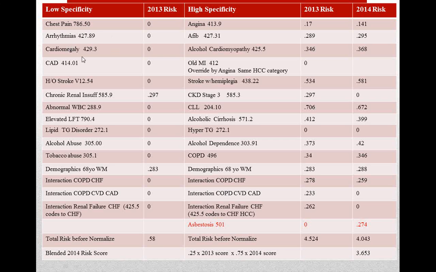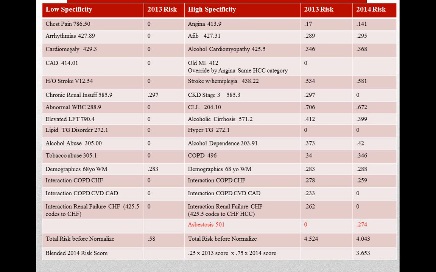The AFib gets risk scores, the arrhythmias doesn't. Cardiomegaly is just a basic 429.3 code, gets nothing because it's not specific enough, but alcoholic cardiomyopathy does. Coronary artery disease, as we said before, does not. The old MI does. However, in this example, old MI is coding to the same HCC code as the angina code, so you only get credit for the one.